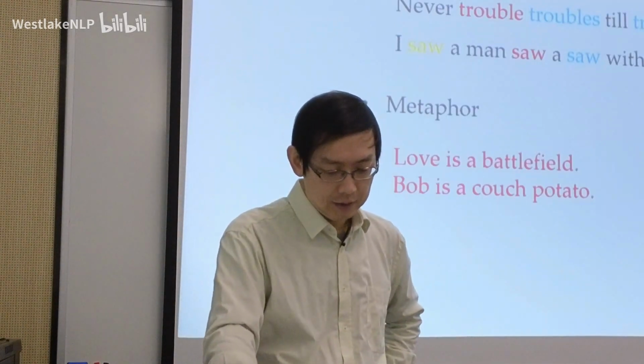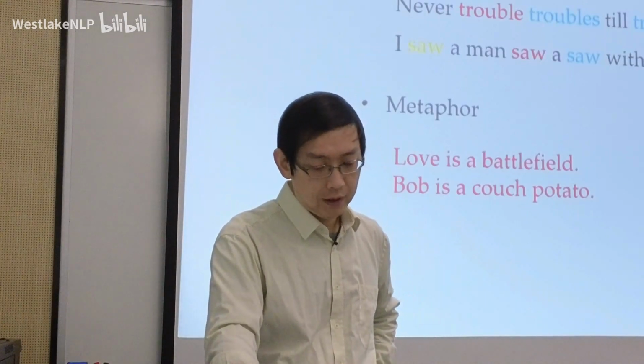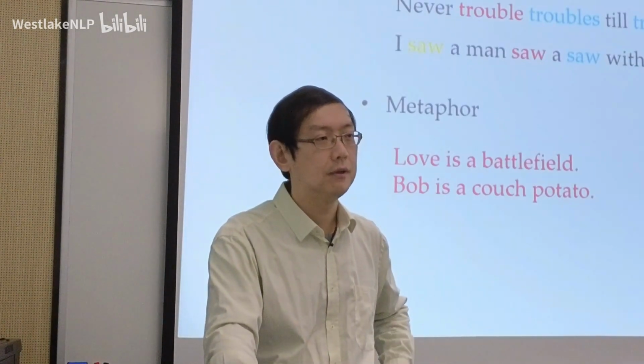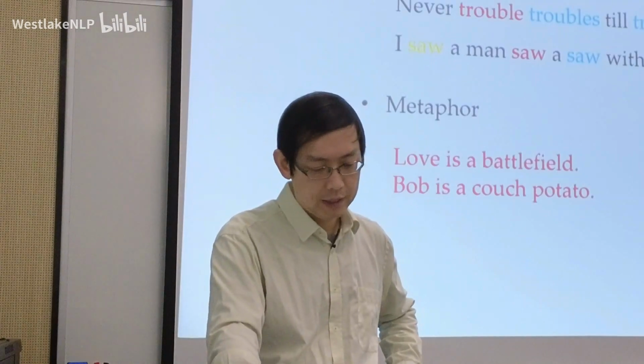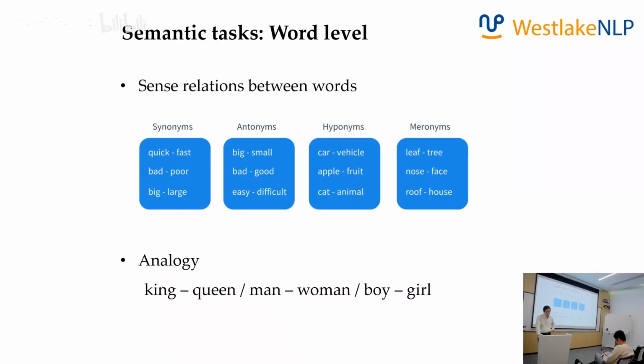Okay, so next, on the word level, there are also word-word correlation semantics. I show you a lot of sense correlation examples. For example, synonyms. Words have similar meanings. Antonyms. So words have different meanings. So hypernyms. So the category of one word is another word. Car belongs to vehicle, right? Cat belongs to animal. And there are also meronyms. Okay, so different kinds of correlations between words.